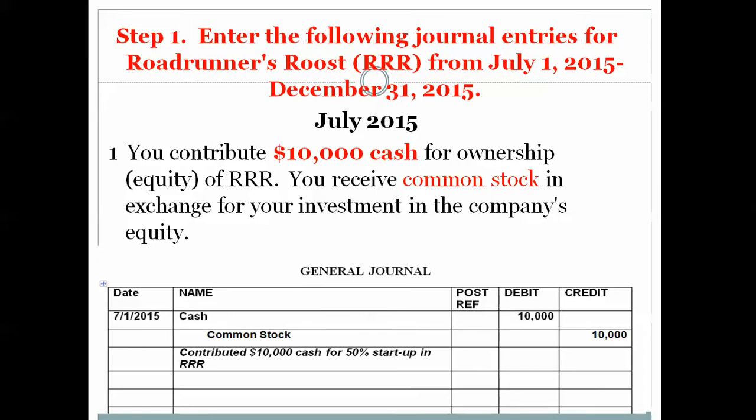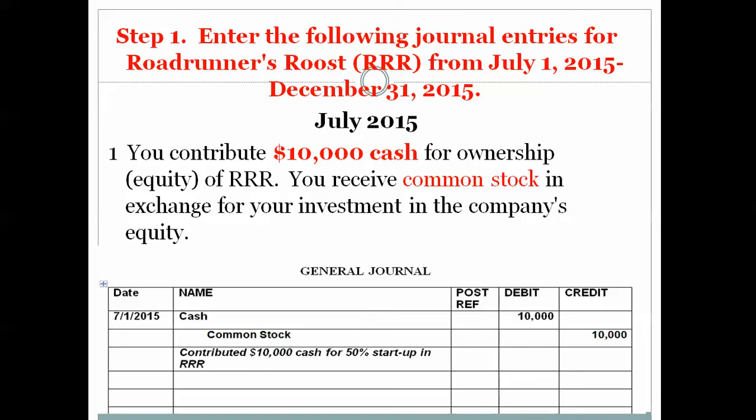We formed Runner's Roost in July 2015, and I'm the one starting the company, or you're the one starting the company, but nonetheless we're going to look at it from Runner's Roost's perspective because it is a separate entity, and we're always going to record it from the perspective of the business. So July 1st, 2015, you contribute $10,000 cash. You give $10,000 cash to the company, Runner's Roost, to start Runner's Roost. And Runner's Roost, the company, is going to give you common stock.